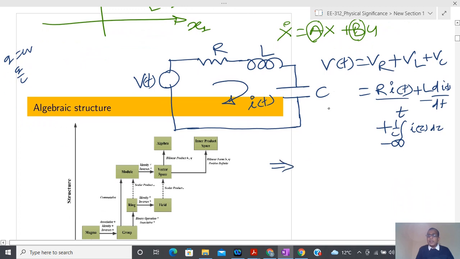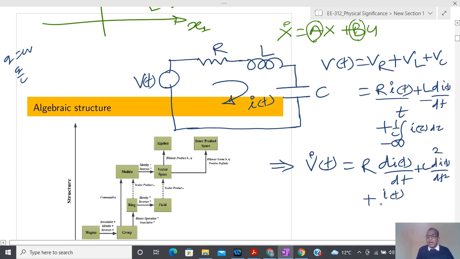Suppose if V(t) is constant, if this is some kind of DC voltage, then obviously this is 0, but I am not assuming that it is constant. So V dot t comes into picture, and after that here I have R di by dt, and after that L d2i by dt square, and here I have basically the differentiation of the integral, so by the definition of the integral it gives I by C. Anyone has confusion on this mathematical model?